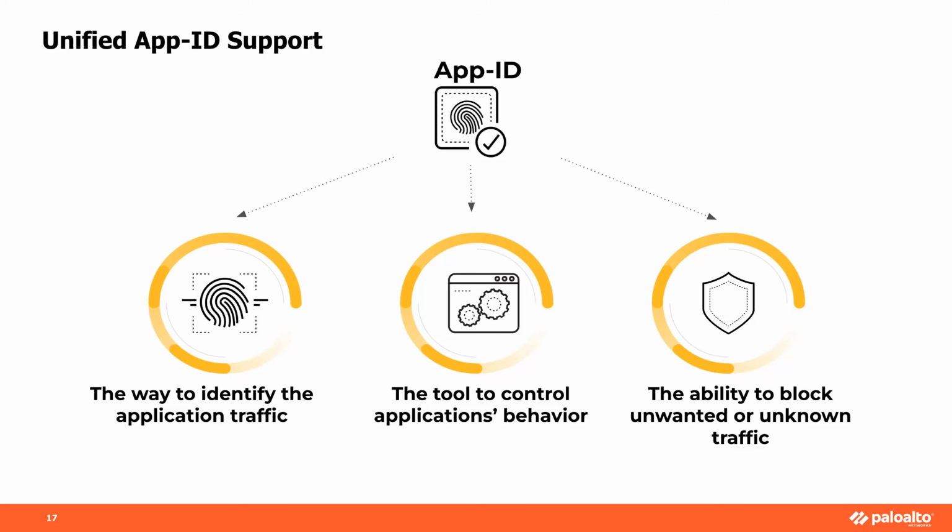So the unified app ID support gives you a broader set of app definitions in the system, and it essentially leverages the Palo Alto Networks app ID engine, which is common across multiple products. So it gives you more flexibility in your roadmap towards a unified SASE solution, to basically have a common app ID engine across different parts of the product.